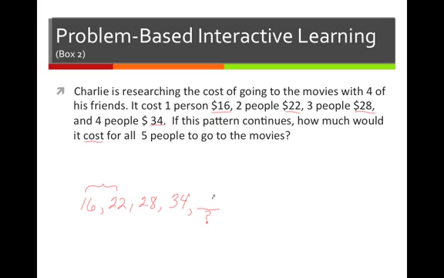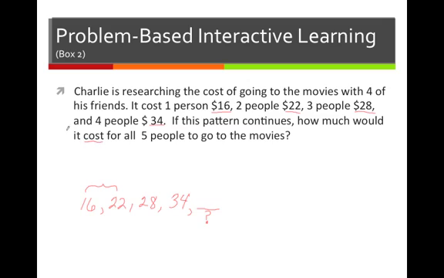So I know that this mystery number, or the price for 5 people, is going to be larger. So all across the numbers are increasing. Now I need to figure out increasing by how much. I can figure this out in 2 ways. I can count up from 16 to 22, or I can subtract the smaller number from the larger number, and that would tell me what the increase is.